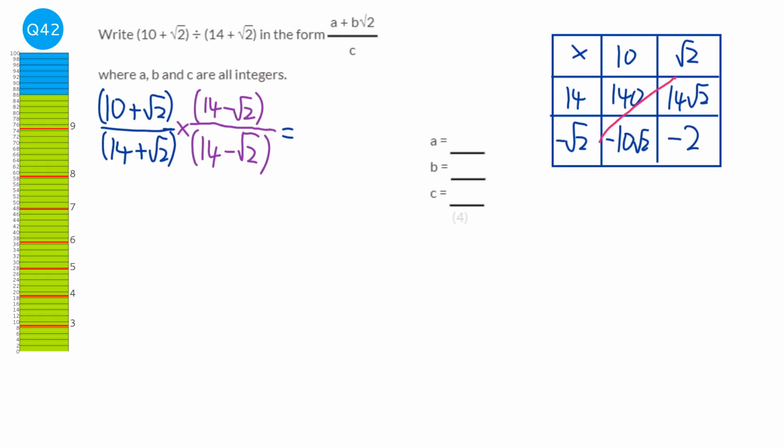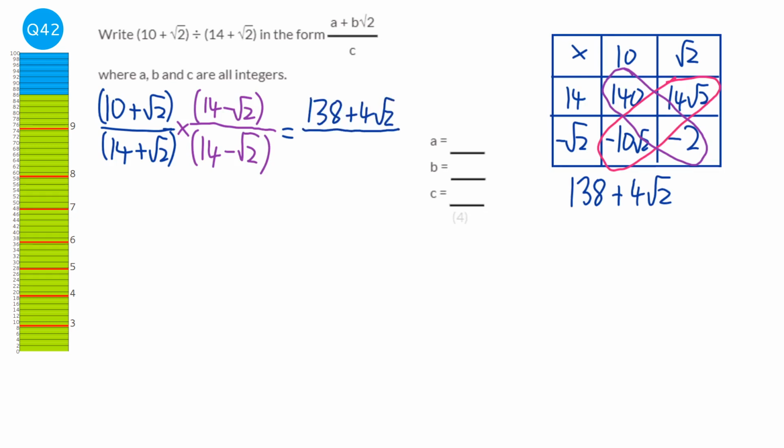Now, when you expand surdy brackets, these two and these two will add together. Okay, so we're going to start off with the numbers. 140 take away 2 is 138. And then we'll do the surd. So 14 root 2 take away 10 root 2 is plus 4 root 2. Okay, so the top is going to be 138 plus 4 root 2.